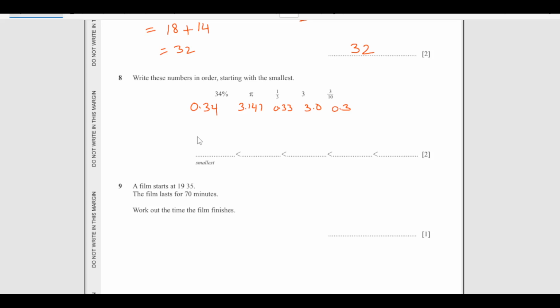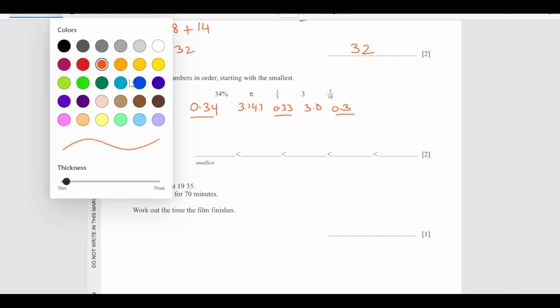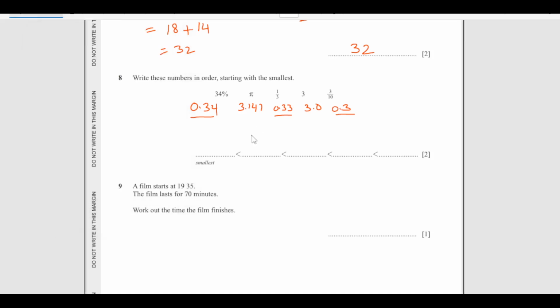So the smallest number I can see here: this is 0 point, this is 0 point, this is 0 point. These are 0.3 and 0.3, right? We are going to compare these two and these three. So the smallest number I can see is 0.30, this is 30, this is 33, this is 34, because the whole part is the same, 0, 0 and 0. So we will do it accordingly.